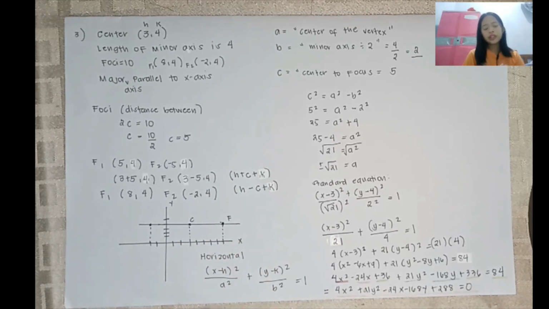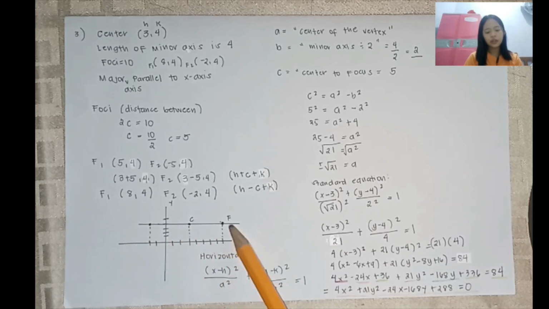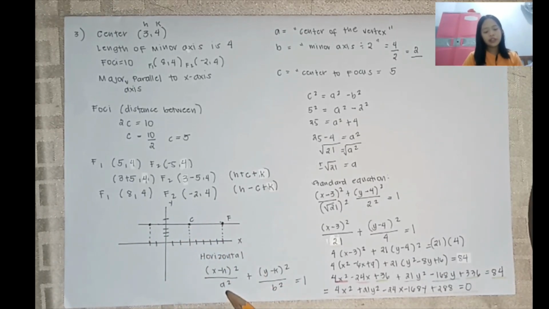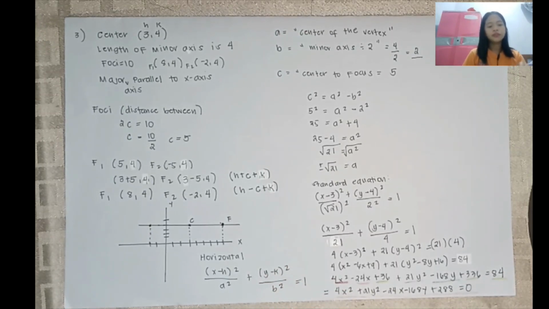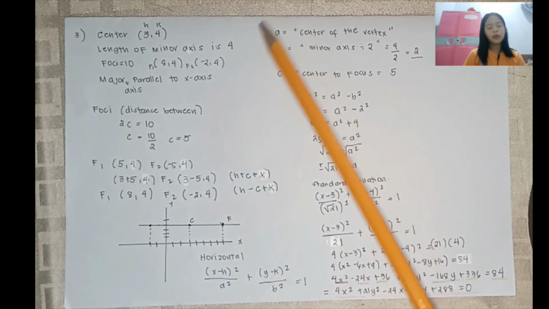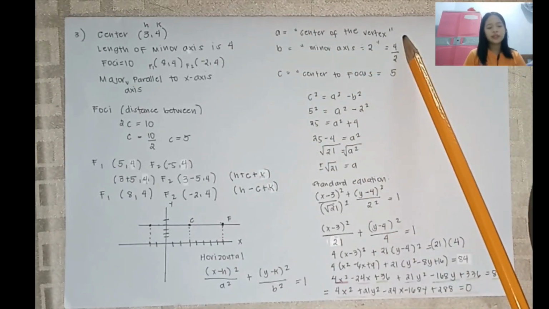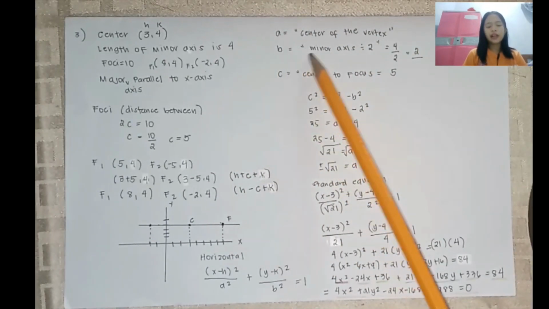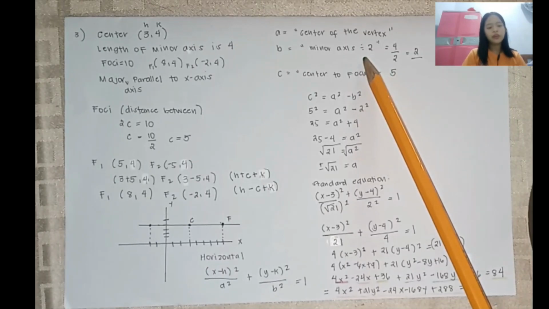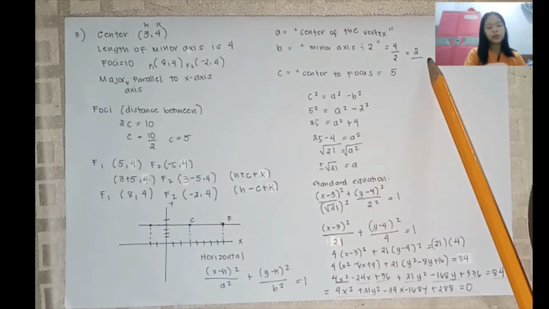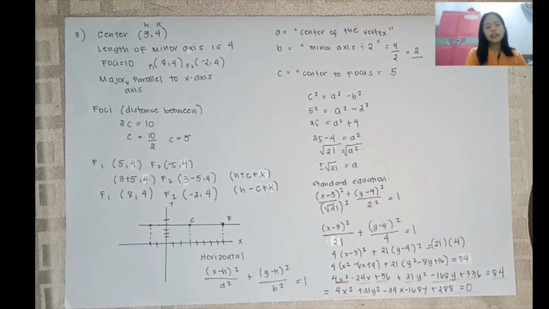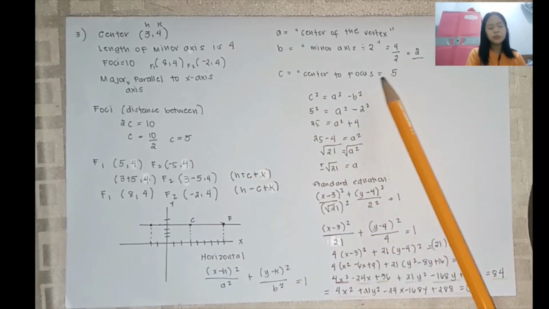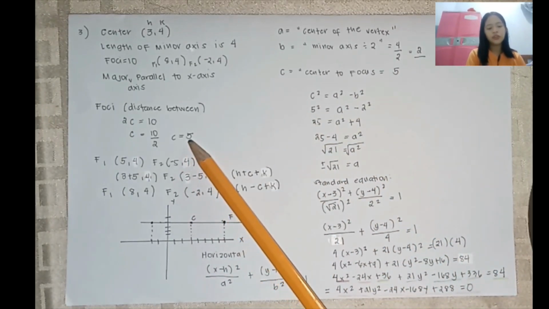Since the center and foci are horizontal, the formula we will use is (x minus h) squared over a squared plus (y minus k) squared over b squared is equal to 1. We don't have a value for a. We know a is the distance from the center to the vertex, and b is the minor axis divided by 2. The minor axis is 4 divided by 2, which is equal to 2. And c is the distance from the center to the focus, which we found earlier is equal to 5.